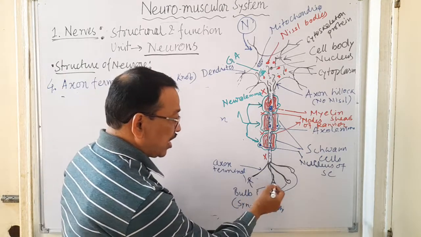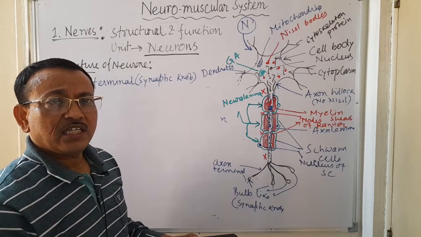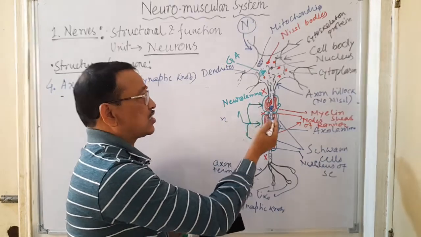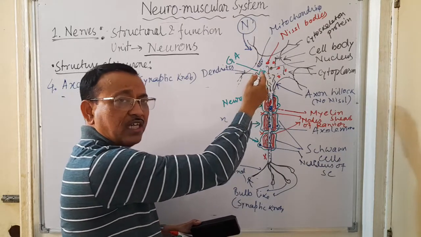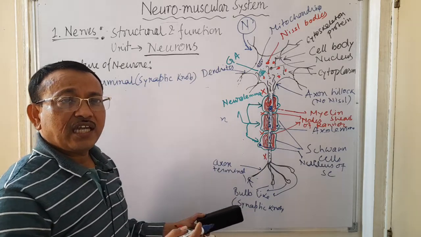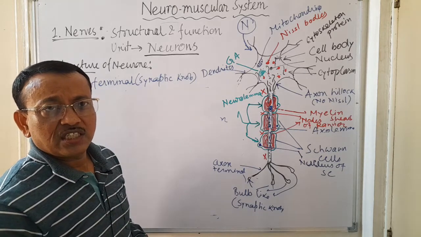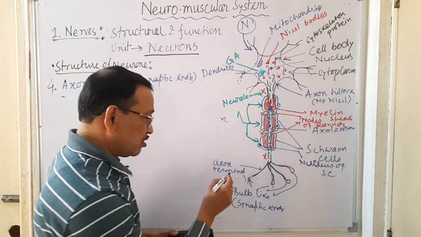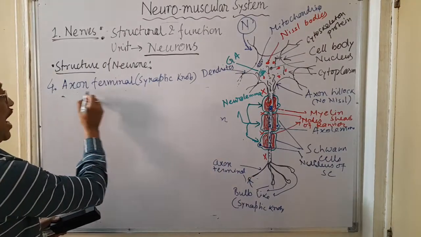So these are the synaptic knobs, and this synaptic knob contains different structures which resemble the cell body, and the details of this synaptic knob I will discuss while discussing the neuromuscular junction. While discussing the neuromuscular junction, I will discuss the details about the synaptic terminals or the axon terminal.